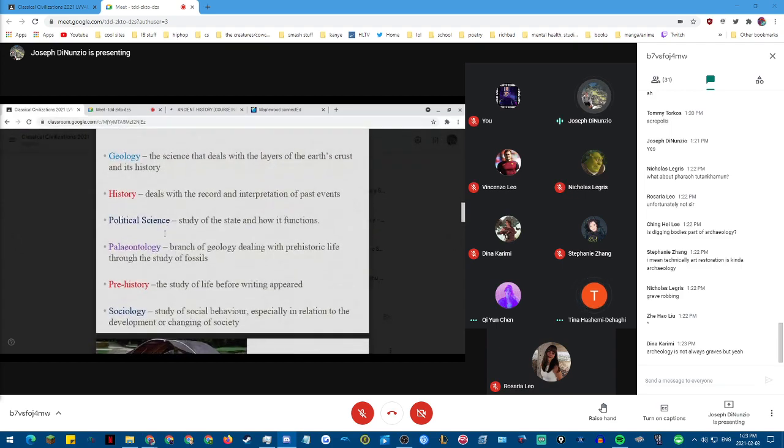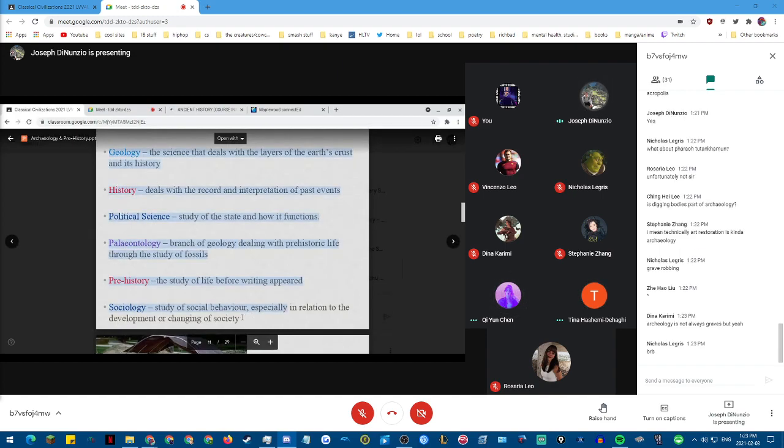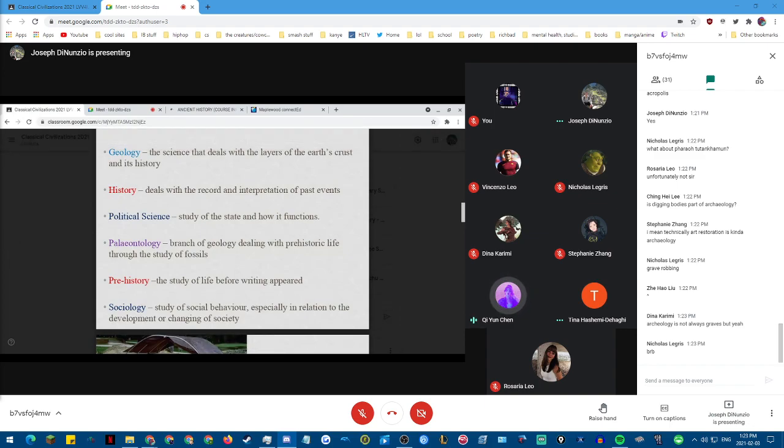So some more terms here, like geology and history, and the difference in these terms. Geology, the science that deals with the layers of the Earth's crust and its history. History deals with the record and interpretation of past events. Political science, the study of the state and how it functions. Paleontology, branch of geology dealing with prehistoric life through the study of fossils. Prehistory, the study of life before writing appeared, and sociology, the study of social behavior, especially in relation to the development or changing of society. Good.